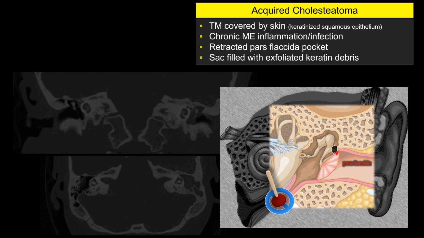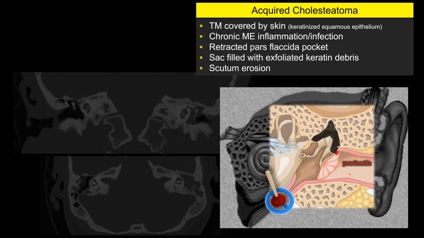You continue to have expansion of a sac that's expanding superiorly into the Prussak space. Because the sac continues to exfoliate the skin, you have all this exfoliated keratin debris, which is very inflammatory. That can cause a lot of erosion of the adjacent osseous structures, such as the scutum. Now, it is also a very good culture medium, so the patient has a tendency to present with recurrent infection.